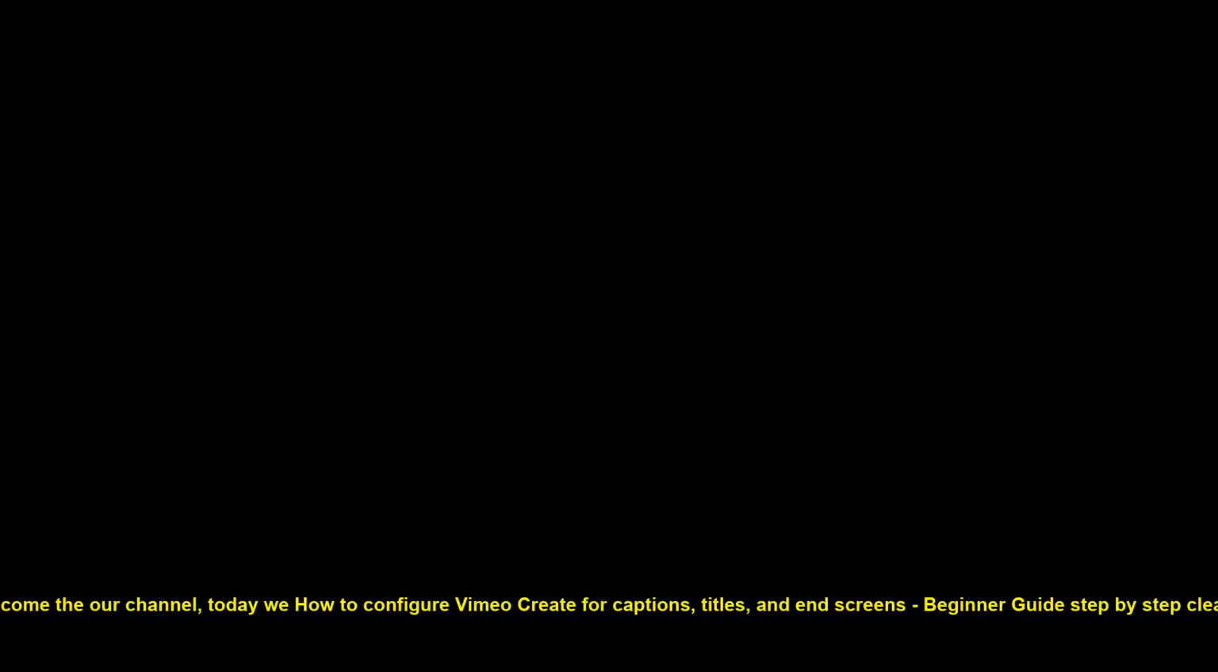by step, clearly. Open your web browser and navigate to Vimeo Create. Log into your Vimeo account if you haven't already. Once you're in Vimeo Create, click on the Create New Video button. Select a template that suits your video style. Upload your video files or choose from Vimeo's stock footage.